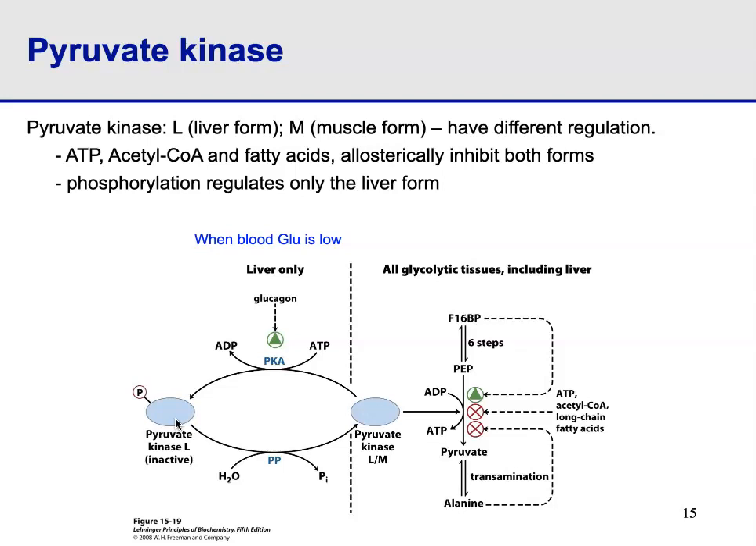Now, there are other mechanisms that are in balance with this. For example, even if we have low blood glucose, if the body is under duress or under stress, then we have another hormone that is released, and that is adrenaline. Adrenaline activates pyruvate kinase. Adrenaline activates glycolysis.